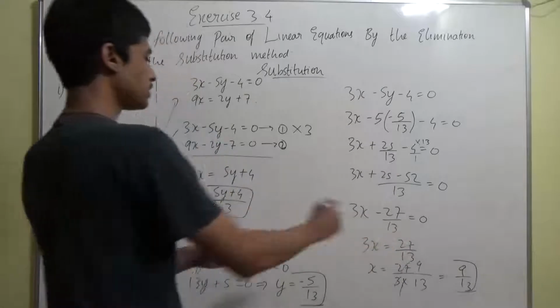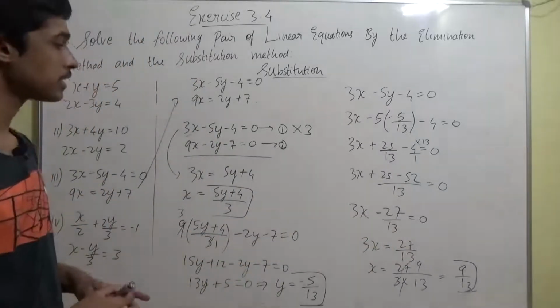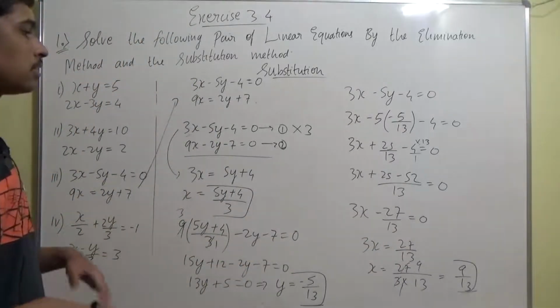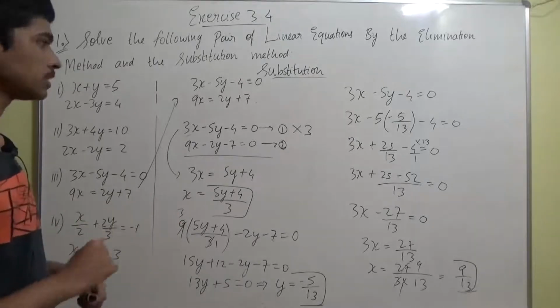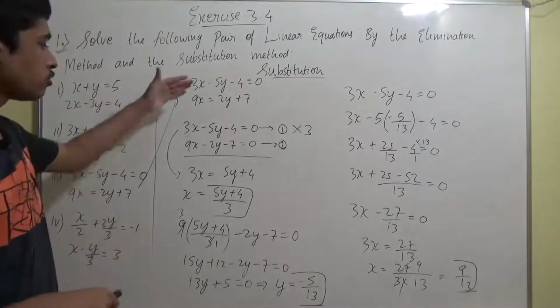If you see, the value of x is 9 by 13 and the value of y is minus 5 by 13, which means it is the same, guys. Same as the previous step which we did for the same question, which means it's correct. So this was the substitution method, guys.